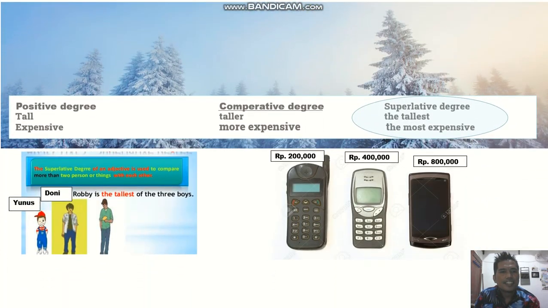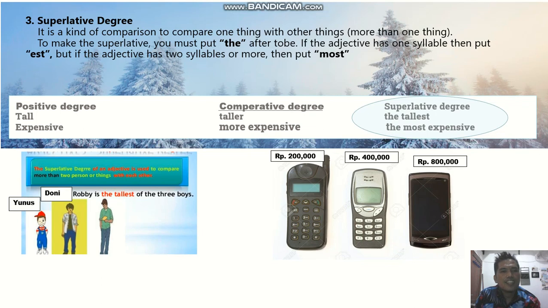Okay, this is the last kind of degree of comparison, called superlative degree. It is a kind of comparison to compare one thing with other things, more than one thing. To make the superlative, you must put the. Remember, you must put the before the adjective. If the adjective has one syllable, then put est. But if the adjective has two syllables or more, then we put most.